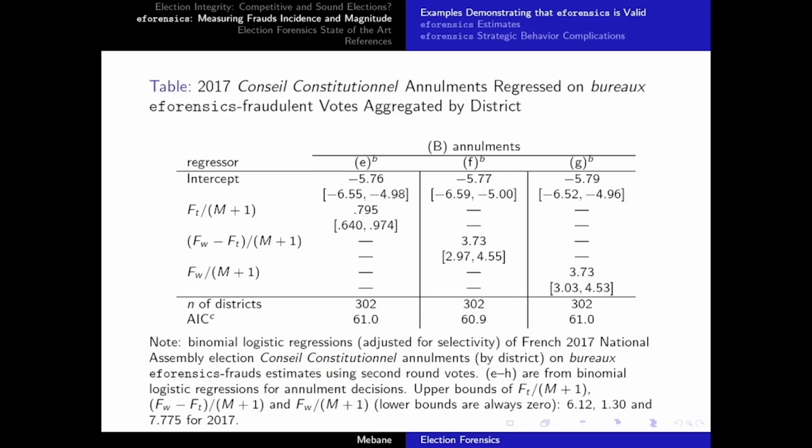Okay, so I'll just go really quickly through these. These are logistic regression models. There's some statistical model. The only thing you need to know about those is that these are the coefficients which express the relationship between the e-forensics fraud here.